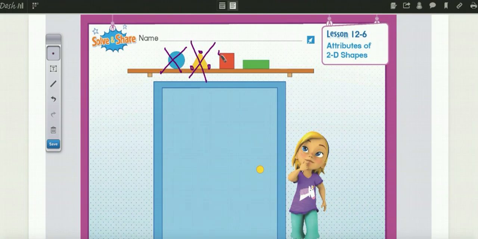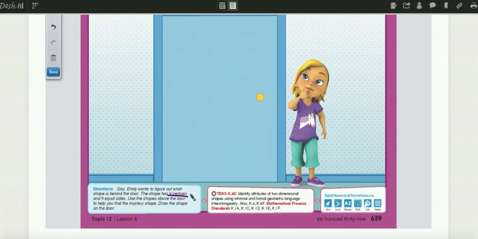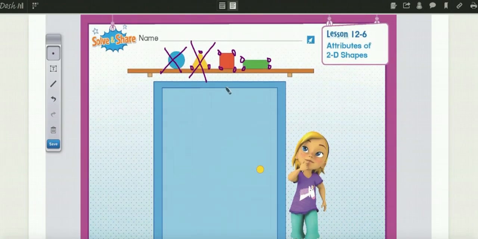Square, let's check. 1, 2, 3, 4. It has 4 vertices. Let's check the next shape. Rectangle. 1, 2, 3, 4. It also has 4 vertices. Let's see the next part. And 4 equal sides. Does the square have 4 equal sides? Yes. Does a rectangle have 4 equal sides? No. So we know our answer is square.